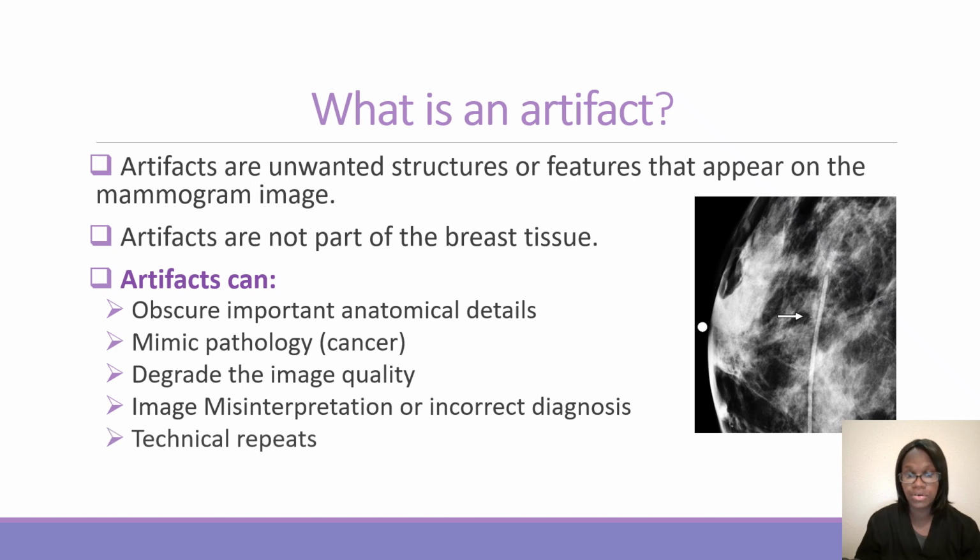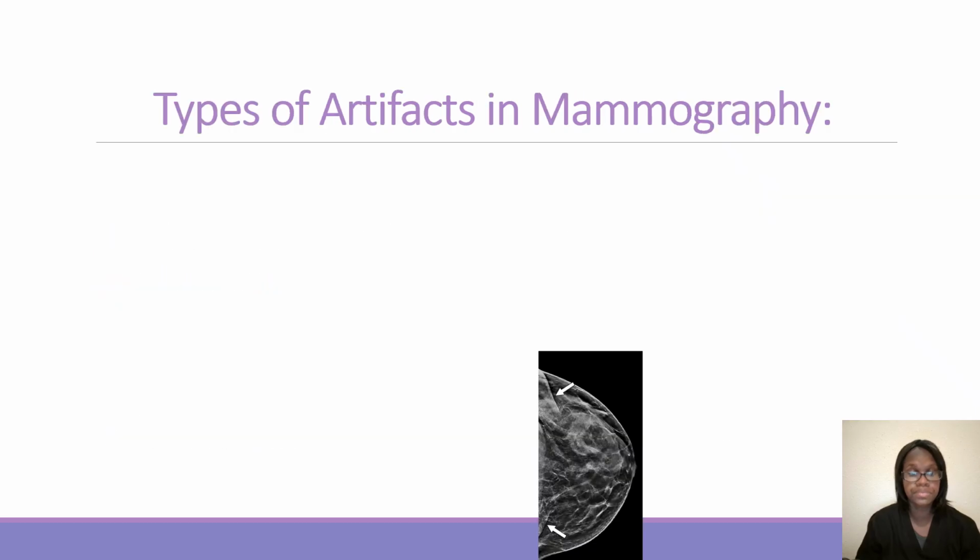And also technical repeats. So whenever an artifact is seen on the mammogram image, and let's just say you didn't catch it, then whenever the radiologist catches it, they are going to call the patient back. That's considered a technical repeat because something happened from a technologist point of view, or something happened due to machine failure.